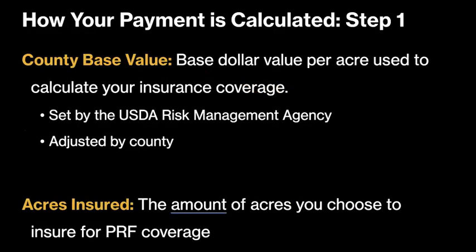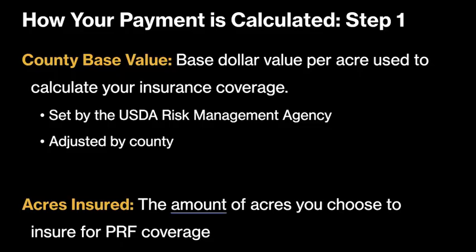The first step in calculating an indemnity is determining the amount of protection you've purchased. Two pieces of information are needed to begin. The first is the county base value. This is a dollar value assigned by the USDA Risk Management Agency that represents the value of forage production per acre within a county. Because forage productivity differs across the country, this value varies from county to county.